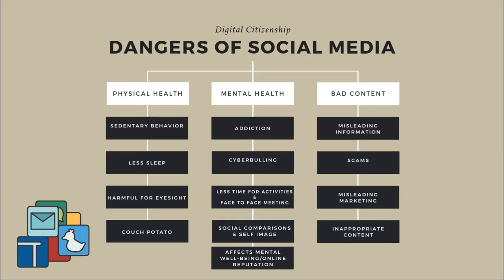Next comes is the bad content. Now, in bad content, we have misleading information. Misleading information is that information which can mislead someone or misguide someone about a person, event, a thing, etc. Then scams. Scams are frauds in terms of online businesses, investments, and online shopping.